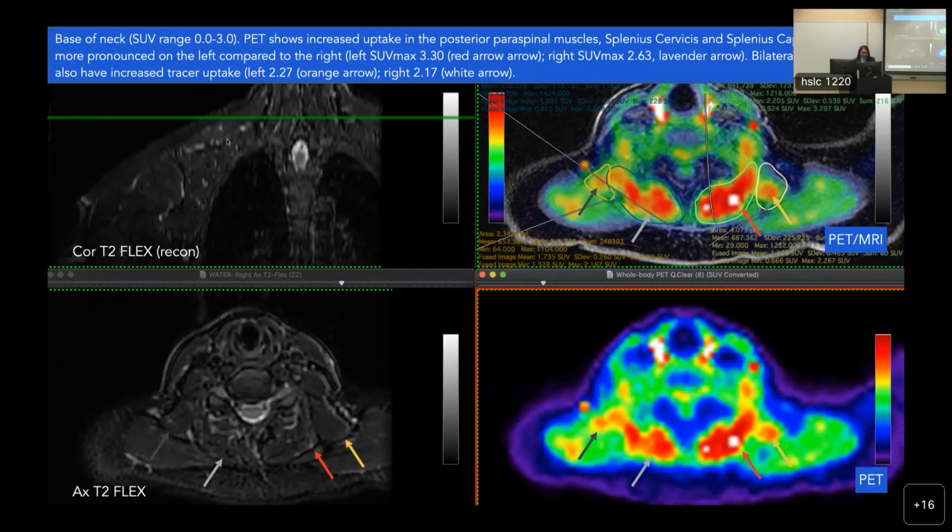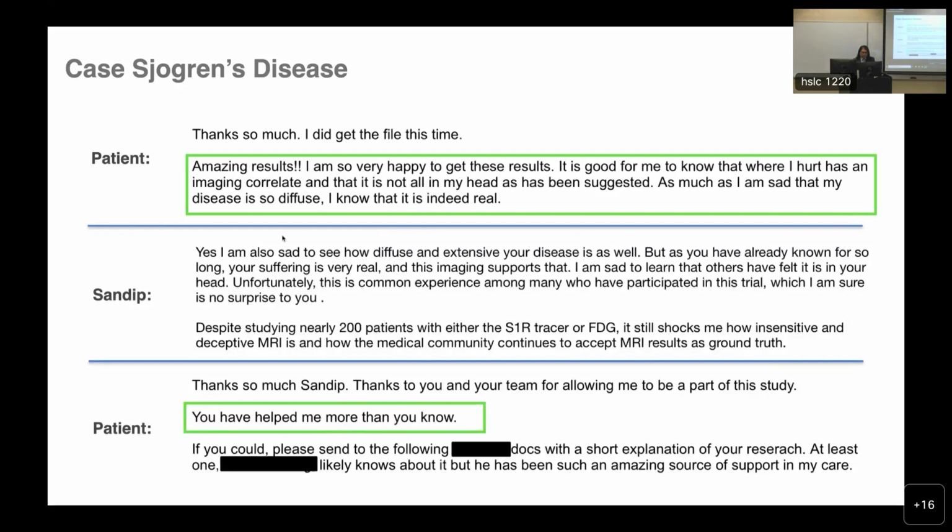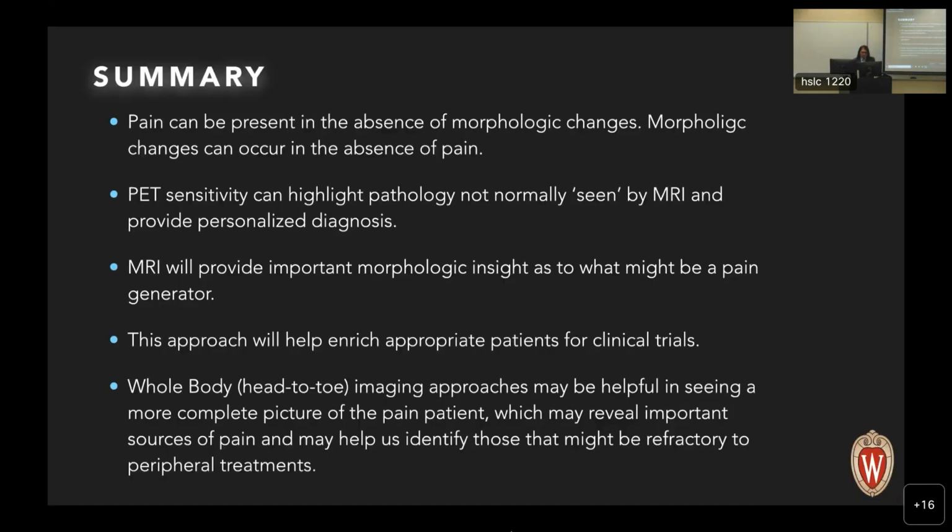Here are some representative fluid sensitive sequences showing you the neck, which are negative on our MR imaging, but quite positive on the PET imaging, and directly correlating to where she's having symptoms. In an email exchange, she mentioned, "It's good for me to know where I hurt as an imaging correlate finally, and that it's not all in my head, as has been suggested. You have helped me more than you know." So now she's showing these images to her doctors, and now I think they're taking her more seriously.